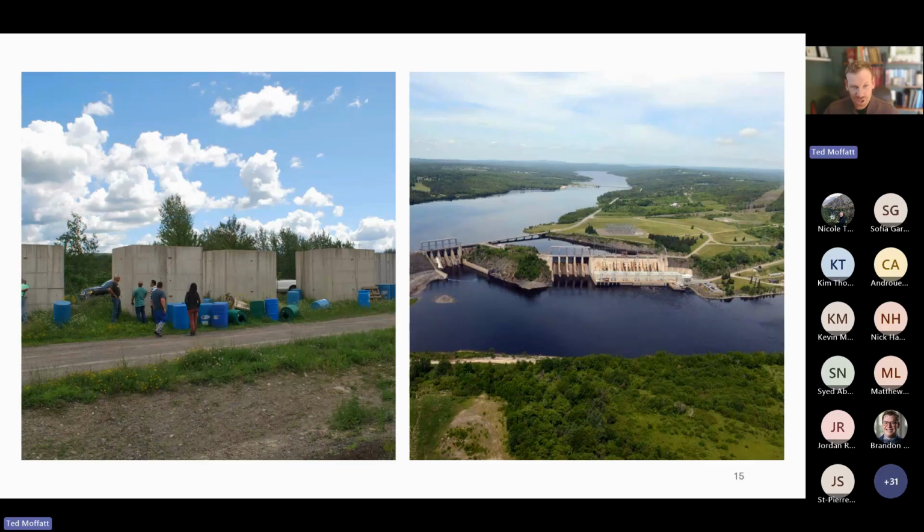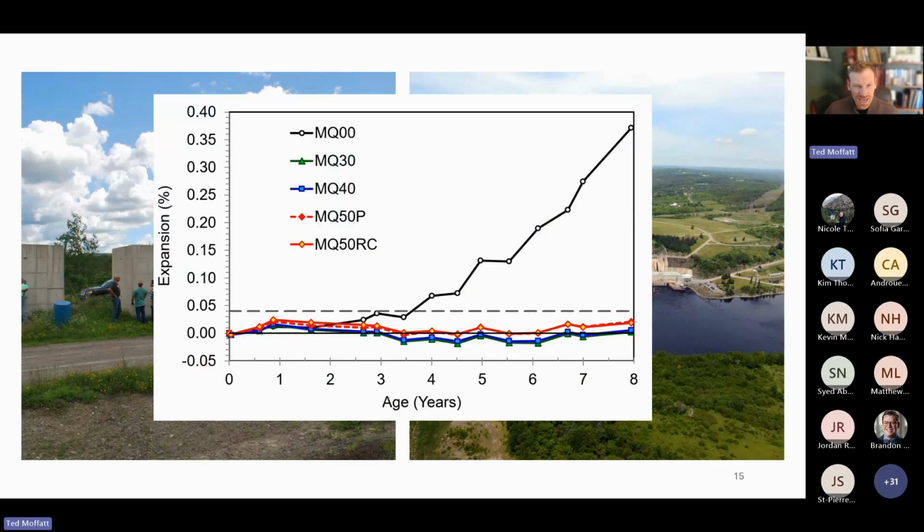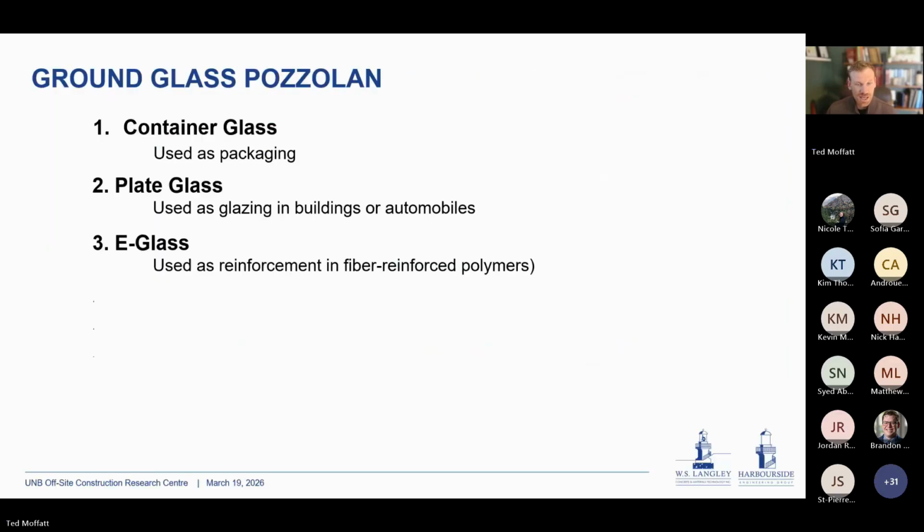So, very large blocks, and ASR expansion measurements look like this. You have expansion on the y-axis, time in years on the x. This is slightly outdated. But essentially, over the years, you measure expansion, and the goal being reclaimed ash here has been very effective in mitigating ASR compared to a control that doesn't have fly ash, which obviously expands.